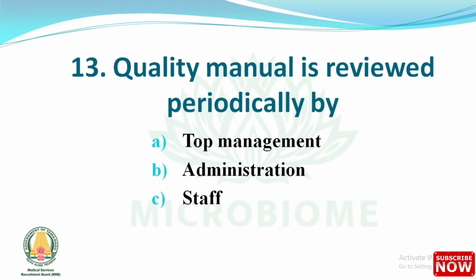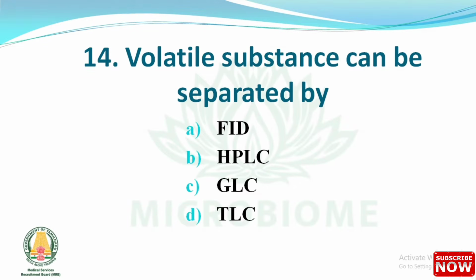And next, quality manual is reviewed periodically by the options top management, administration, staff. The right answer option A, top management. And next, volatile substance can be separated by the options FID, HPLC, GLC, TLC. The right answer option C, GLC.